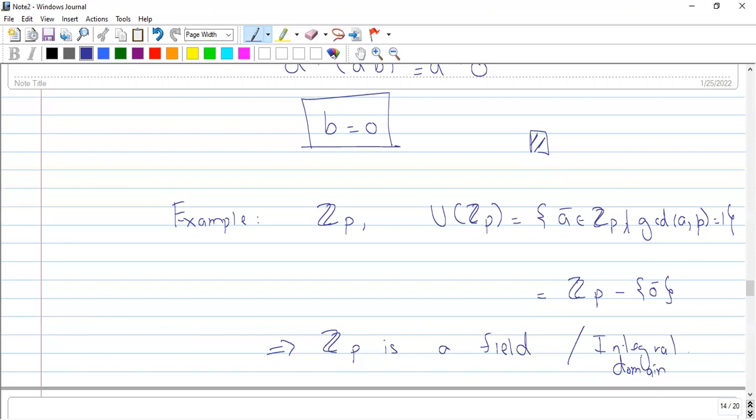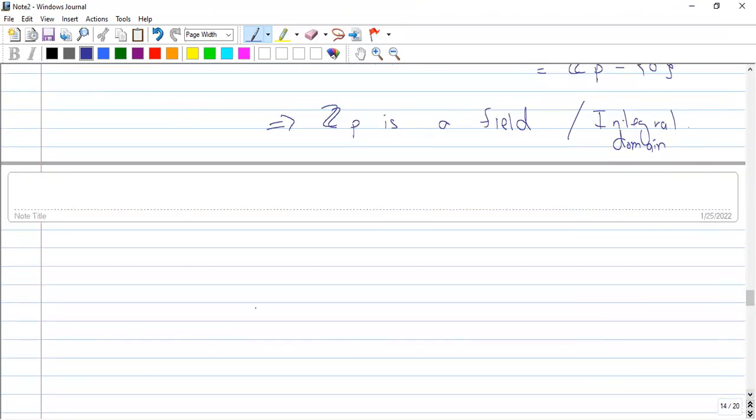So it shows you something: if you are working with a finite integral domain, then it may be a field, because we already proved that Z_p is a field and also an integral domain. In general, every integral domain is not a field, but a finite integral domain like Z_p is a field. So what is the theorem? A finite integral domain is a field.